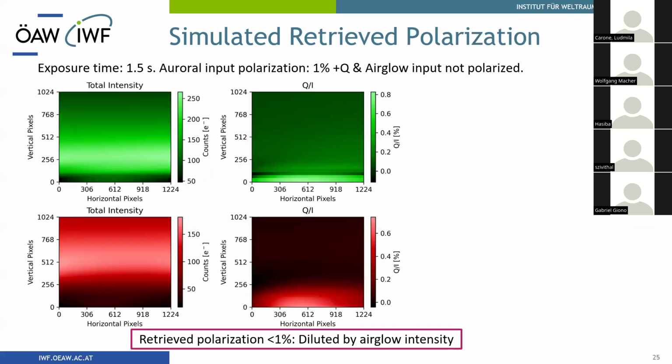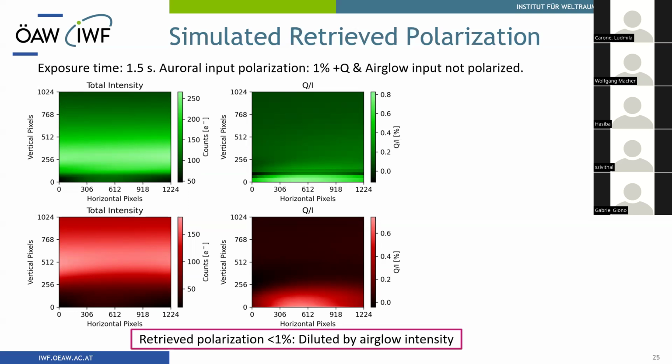And now what you really want to understand, because our observable is the polarization. So now you can say, okay, every photon from the aurora that I showed before is polarized at 1% in plus Q. The airglow is not polarized, and you can retrieve the polarization like this. So you can see this is the Q over I, the degree of polarization. In this area where the aurora is, you can retrieve about 0.8 and here about 0.7. It's a bit less than 1%.